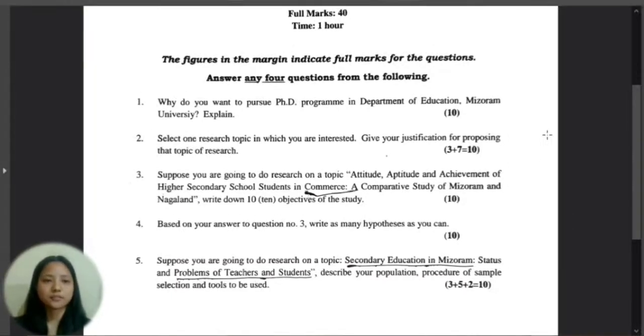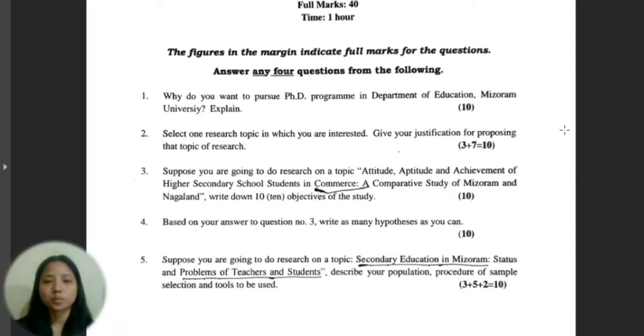So here we can see the first question was, why do you want to pursue PhD program in the Department of Education in Mizoram University? Explain. So here one has to write the positive aspects about the entire Mizoram University as a whole and the Department of Education in particular.